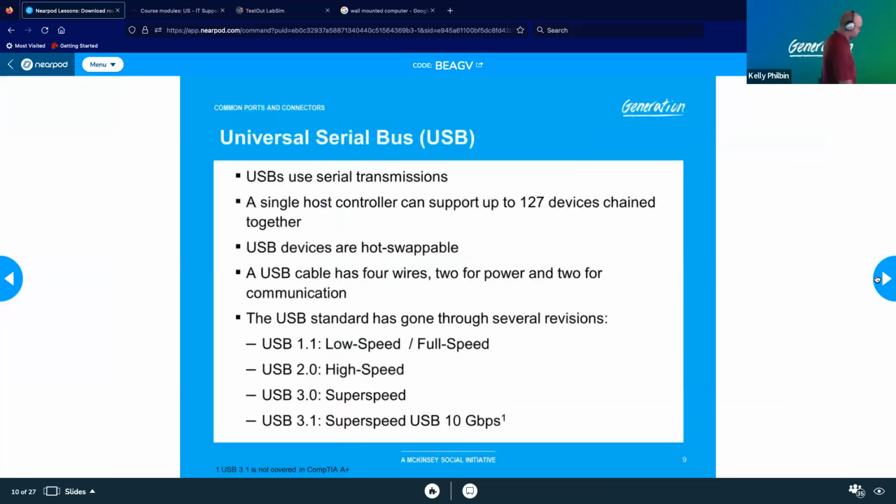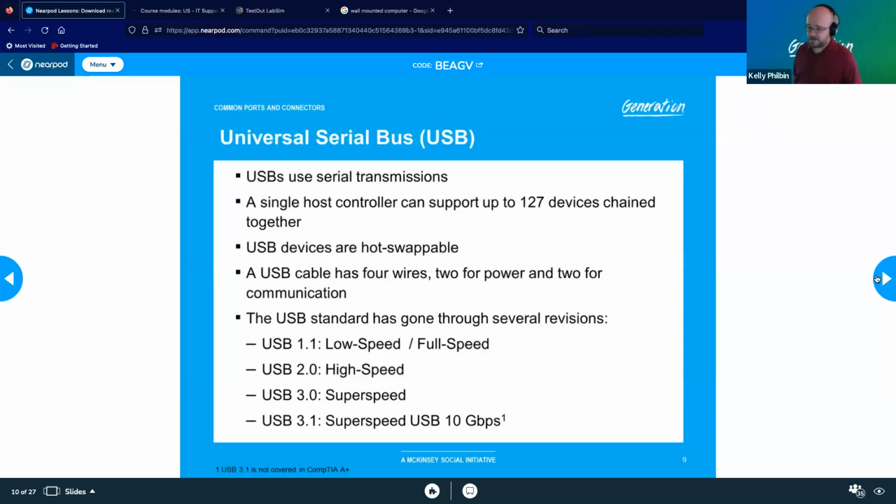Speaking of USBs, there's a lot of varieties and flavors of those. USBs tend to use serial transmission, and one of the unique things about them is you can support up to 127 devices chained together and still be able to communicate. Pretty impressive for that kind of technology, especially when you consider the age of the USB. Beautiful thing about them is they are what's considered hot swappable.